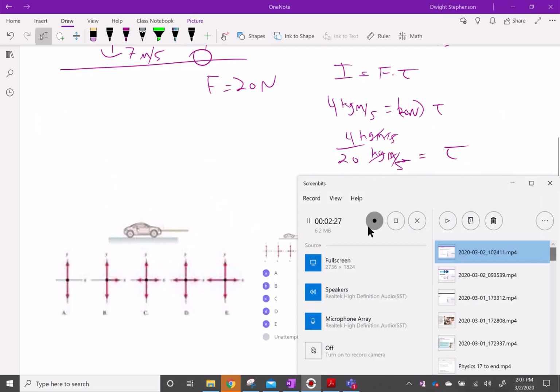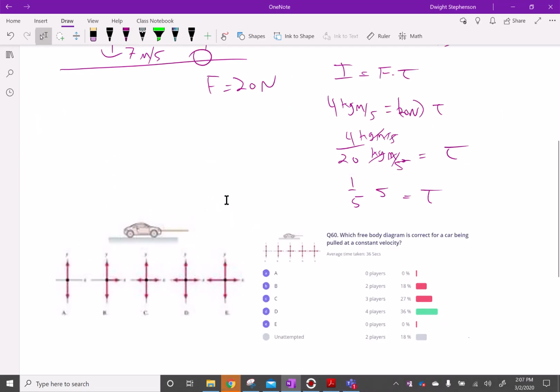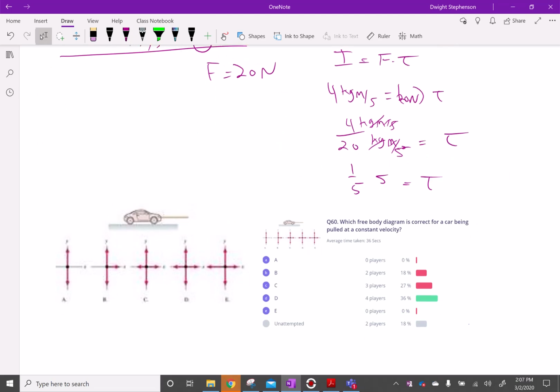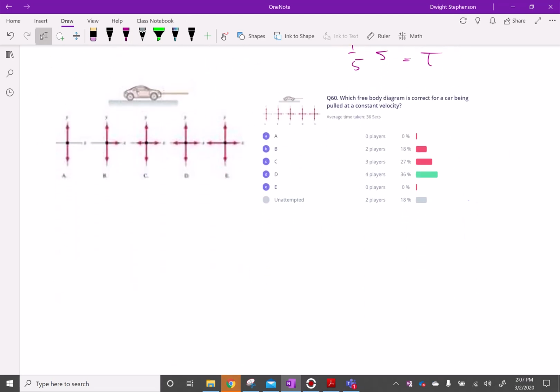We get the next one. Okay, next question said, which free body diagram is correct for a car being pulled at a constant velocity? What you have to understand is that if it's constant velocity, that means the acceleration is 0, right? A constant velocity means there is no acceleration. If there is no acceleration, that means we're talking about inertia, right? An object in motion will stay in motion unless acted upon by an unbalanced force.